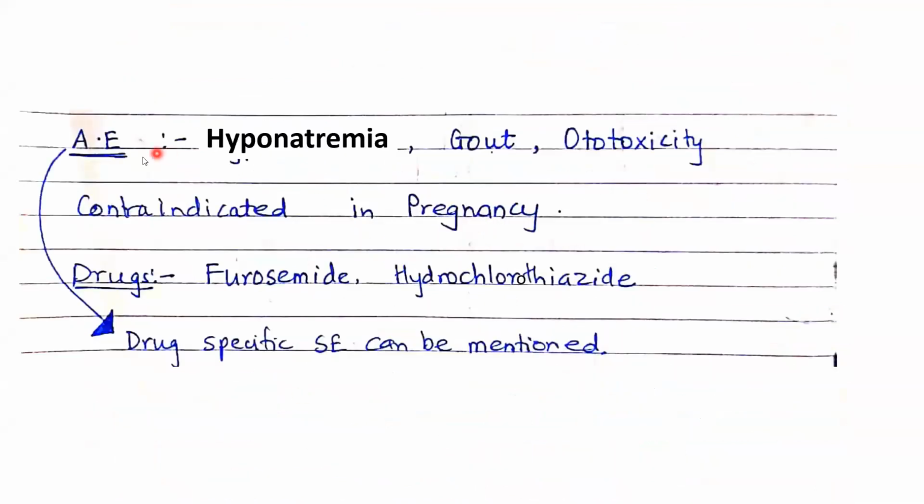The adverse effects of these diuretic agents are hyponatremia, gout, and ototoxicity. Based upon which diuretic is used, that is whether you are using furosemide, which is a loop diuretic, or hydrochlorothiazide, you can mention drug specific side effects. These are contraindicated in pregnancy, so that is diuretics.